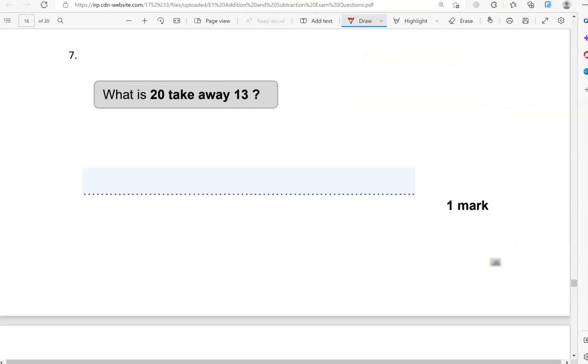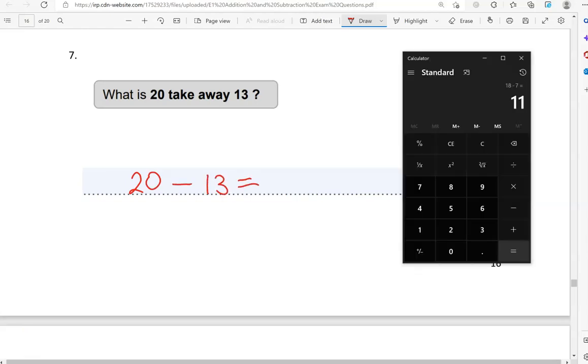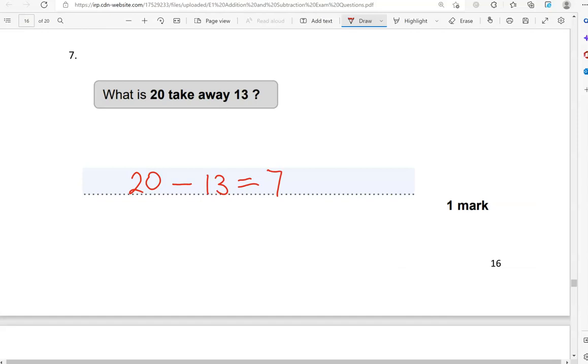What is 20 take away 13? So 20 take away 13. 20 take away 13 gives us 7.